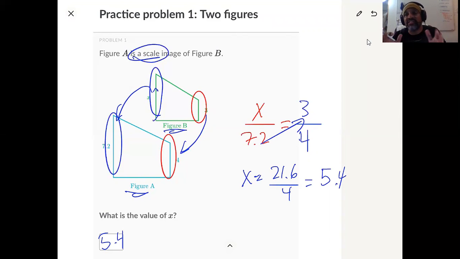One of the things that I always teach my students when they're dealing with geometry is to make sure that your figures, if they're similar or if they're scales of one another, are oriented the same way, and these 2 are.